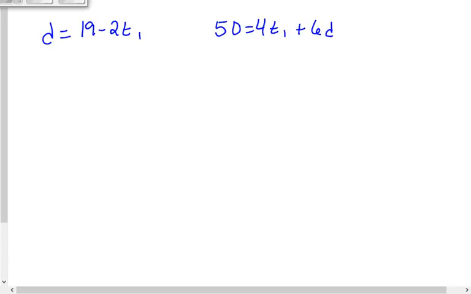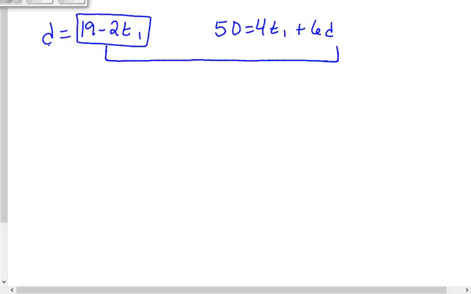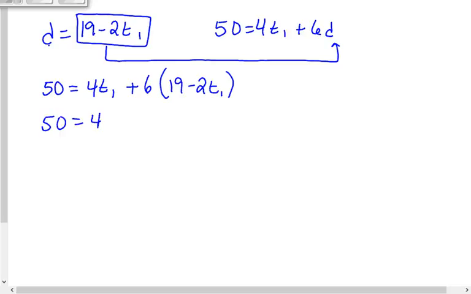So we're going to take this value for d, because d equals 19 minus 2t1, and we're going to substitute it into this d here. So we have 50 equals 4t1 plus 6 multiplied by 19 minus 2t1. And then we're going to simplify and solve for t1. So to do that, we have 4t1. We're going to distribute the 6 through to this bracket, and we get plus 114 minus 12t1. And then we're going to continue simplifying.